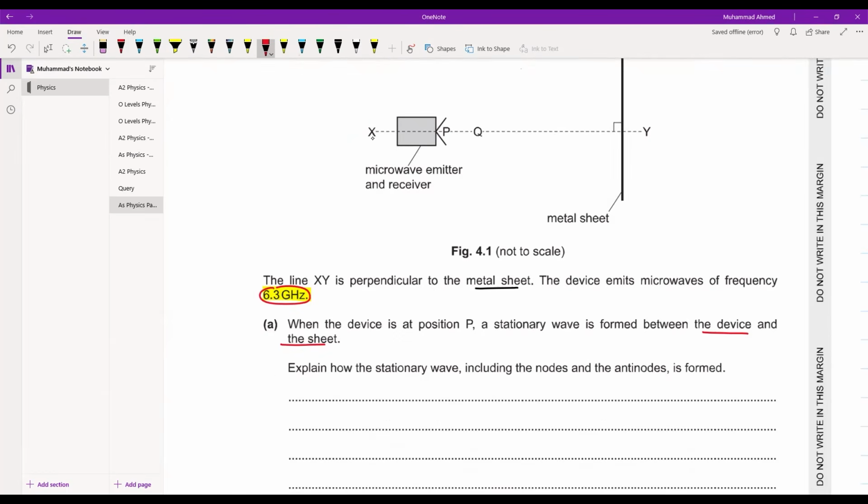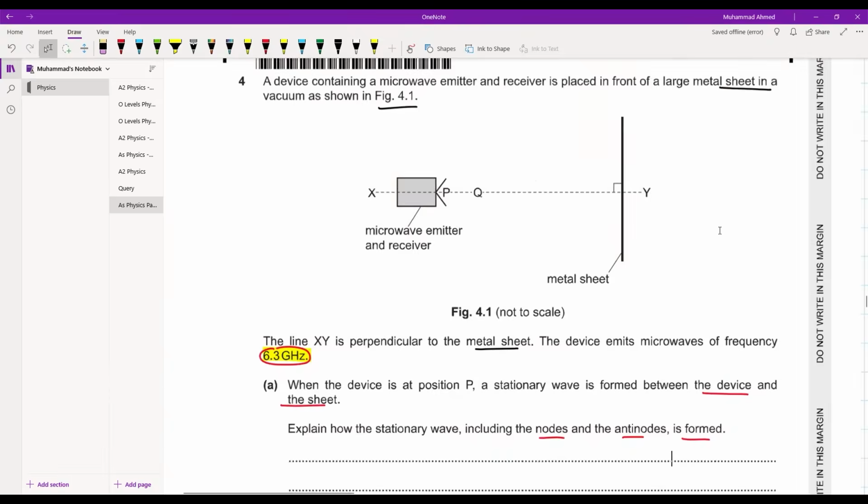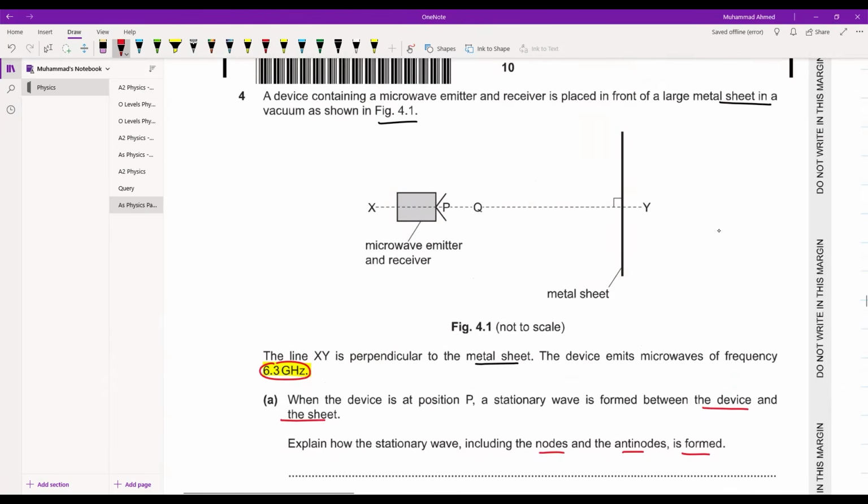Explain how the stationary wave, including the nodes and antinodes, is formed. We have to tell how a stationary wave using nodes and antinodes is formed. Now, first of all, what will you say? First of all, this is a four-marker question. What will you say? The microwave emitter emits incident progressive waves.